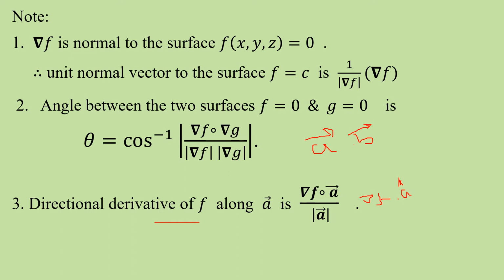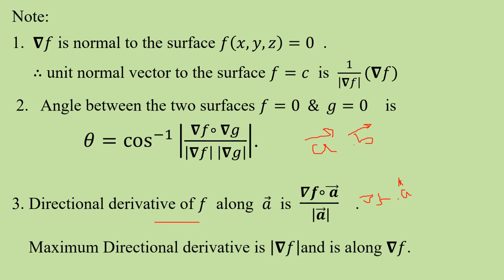So I can say the maximum directional derivative of the given surface f at a given point p is along the normal to the surface itself. So you can just remember the maximum directional derivative is along del f and its maximum value is the magnitude of del f.